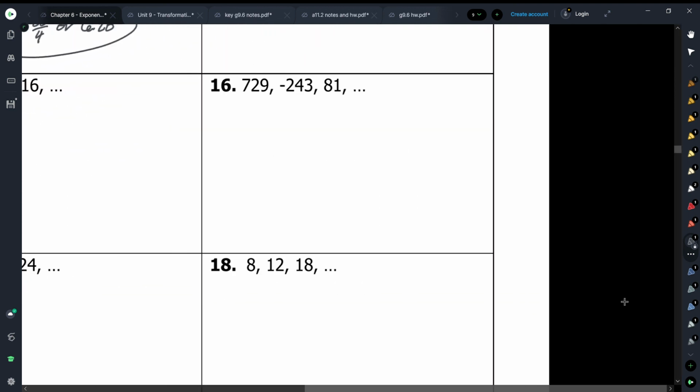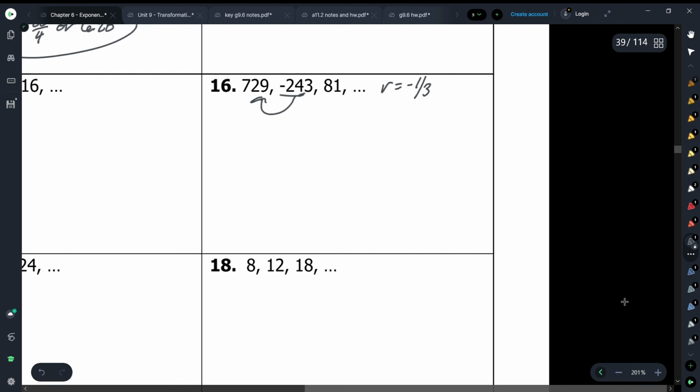Let's look at this one. Number 16. So my common ratio is not as clear. So when it's not clear, I like to just take my second term, negative 243, divide by my first term, and, well, I typed it wrong. I'm like 243, not 234. Okay, I get that r is negative 1/3. It'll always work to get your common ratio by taking this term divided by the one right before it.